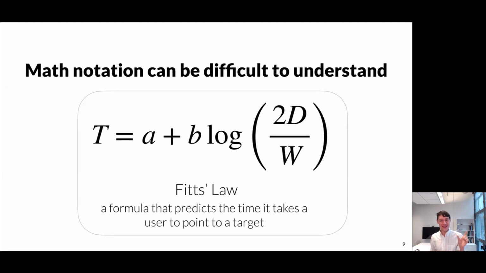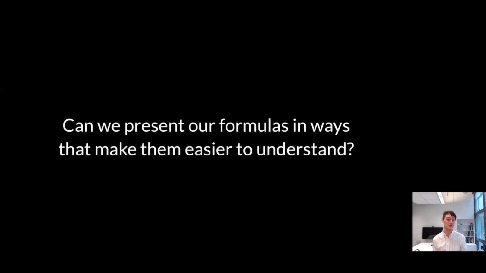And by looking at just this formula out of context, one of the things that I think it also demonstrates is that math notation can be difficult to understand. Math notation is often not self-explanatory, and so we need to find certain ways of being able to unpack its meaning for readers, which leads us to this question: can we present our formulas in ways that make them easier to understand? This talk comprises 3 different chapters.